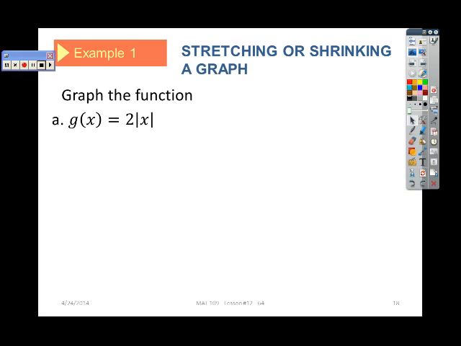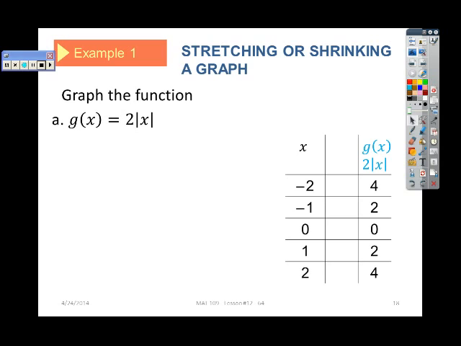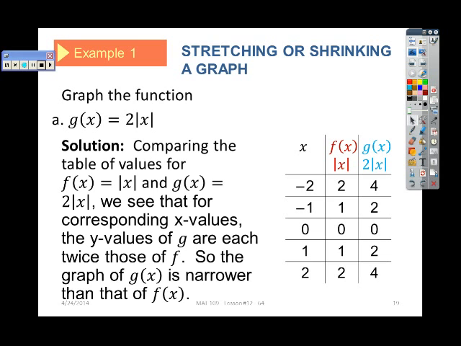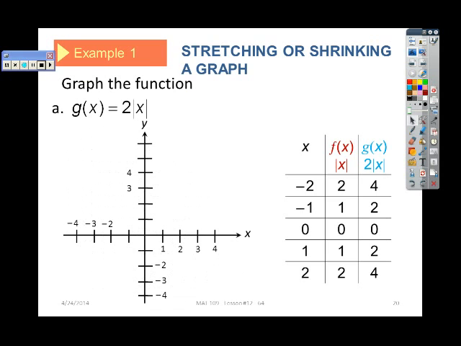If we multiply that by a 2, what's going to happen if we make our XY table? Here's our original function, just the absolute value. If we do twice that, we'll get those numbers. And if we plot both of them, there's our original function, the straight absolute value.